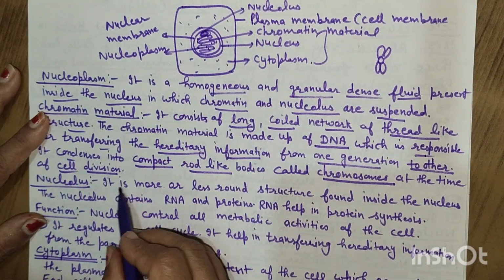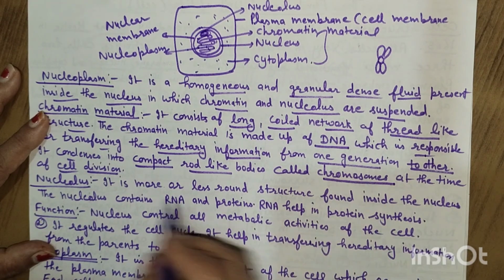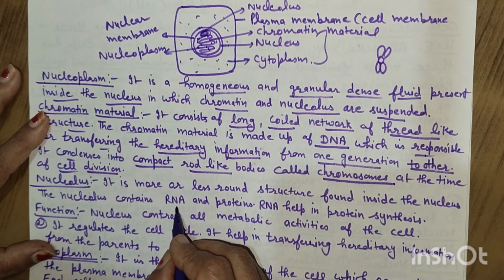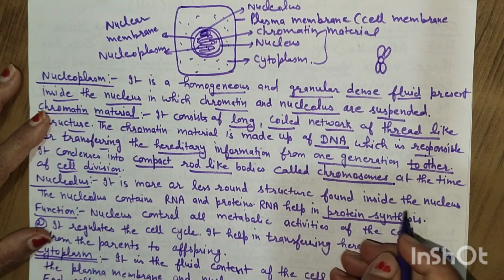Nucleolus. This is the rounded body. It is a more or less round structure found inside the nucleus. The nucleolus contains RNA and protein. RNA helps in protein synthesis.